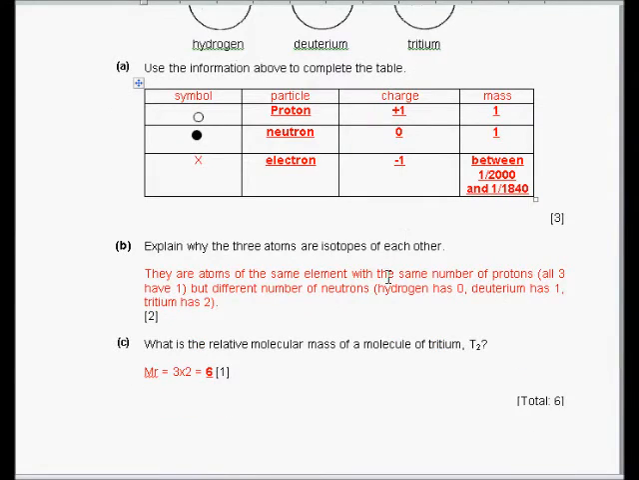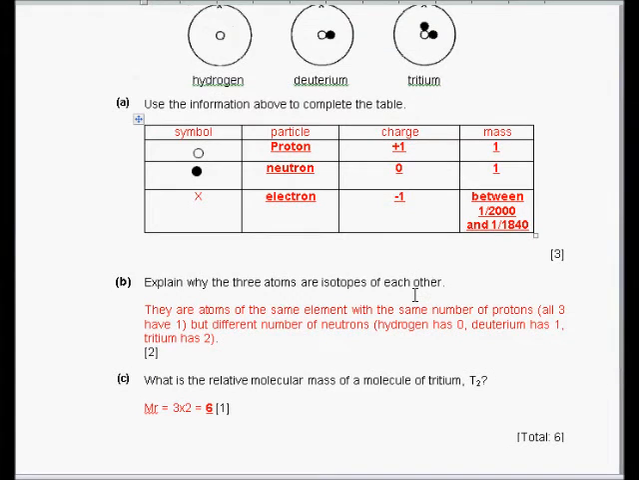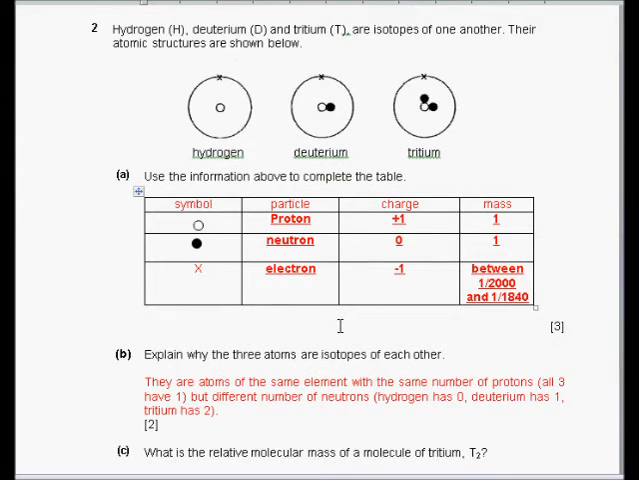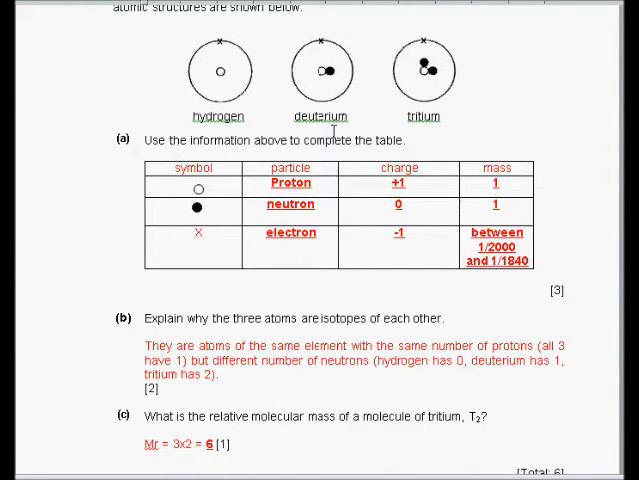Now explain why the 3 atoms are isotopes of each other. Okay, and this is a 2 mark question. So you should not just give me the definition of isotope, which is atoms of the same element with the same number of protons but different number of neutrons. I expect you to quote the data from the question, which means that you have to tell me for hydrogen, deuterium and tritium, what is the number of protons, which is all 3, as well as the number of neutrons, which for all three of them are actually different. So you have to tell me what they are.